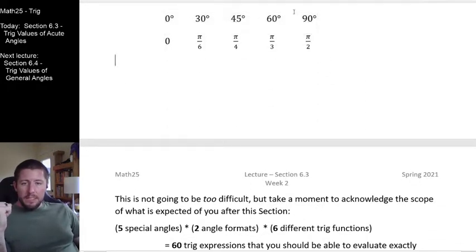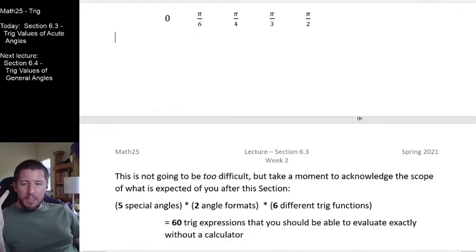It's really just going to depend on some geometry that's going to look a lot like what we did last class, but I do want you to stop and think about the scope of what this means. I just suggested to you that there are 5 special angles of interest for us, of the acute angles. There are 2 different angle formats, radians and degrees. And there are 6 different trig functions that we want to be able to apply to each of these and know the exact answer. What that means is that our goal for today is to come up with 60 different trig expressions that you should be able to evaluate exactly without a calculator.